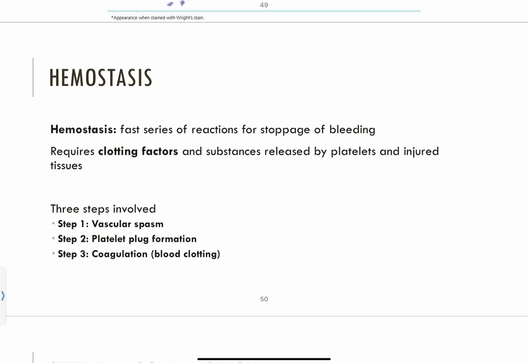There are 3 general steps involved in hemostasis. The first one is going to be vascular spasm. The second one is going to be platelet plug formation. And the third step is going to be coagulation, or the actual blood clotting process. So not every damage or nick we have to a blood vessel requires blood clotting, or step 3. Sometimes just forming the platelet plug in step 2 is sufficient to stop it. If we have severe damage to a blood vessel, though, we would need to move on to step 3.